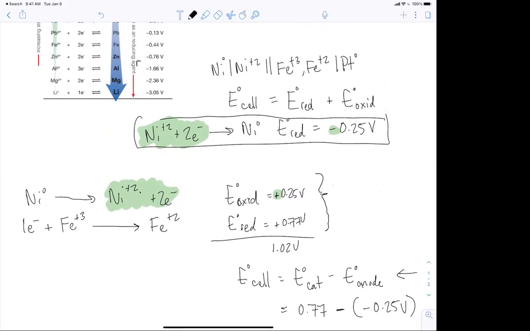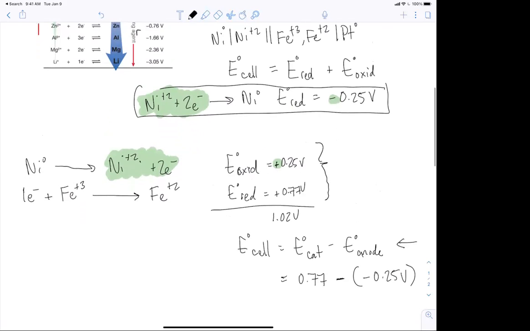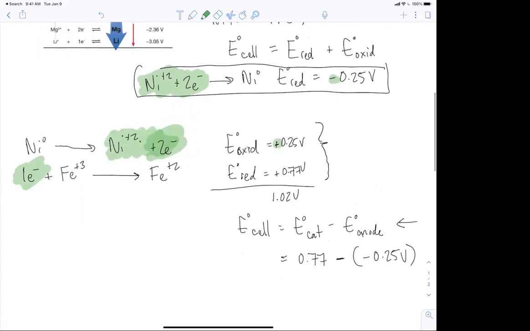One thing to note on this is that the way I've written this out, it's not actually balanced. If you look down here, up at the top I've got 2 electrons, and down here I have 1 electron. If I wanted to balance this thing out, I could just multiply the bottom reaction by 2.